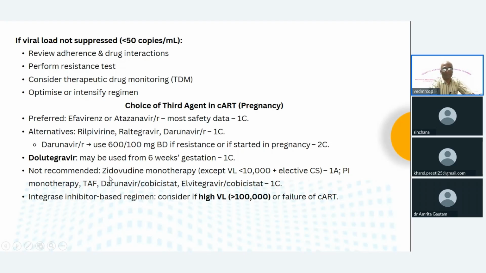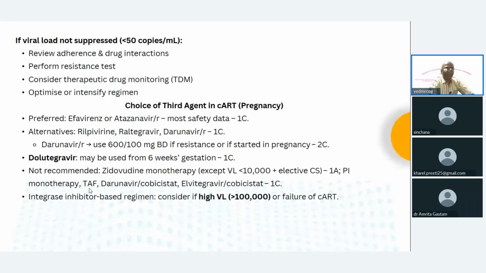Then which drugs are not recommended? Zidovudine monotherapy is not indicated. This monotherapy can be used only when the viral load is less than 10,000 and the patient is for elective LSCS. Otherwise, always combined ART is used. Monotherapy is not preferred except in conditions where the viral load is less than 10,000 and the patient is for elective LSCS. Then PI monotherapy, and TDF with darunavir and cobicistat, are not preferred combinations.